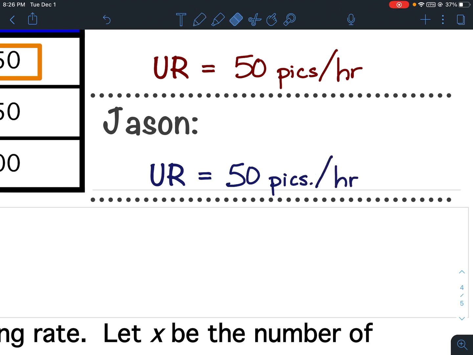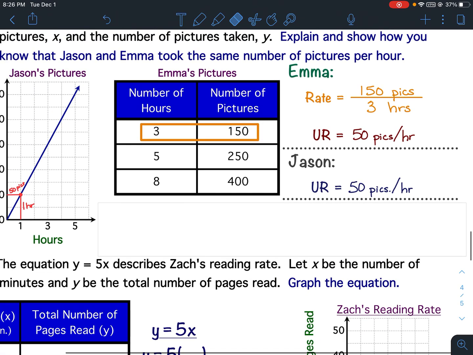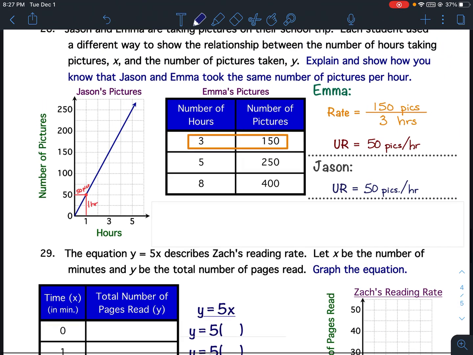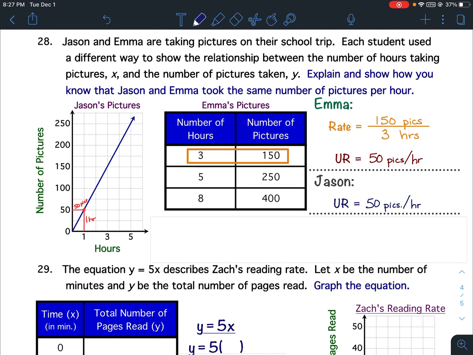Did we get the same number? Yes. 150 divided by 3 is 50. You could have done 250 divided by 5, which would be 50. 400 divided by 8 would be 50. We actually could have used a lot of different points here, like 150 and 3. But in the end, both Emma and Jason have a unit rate of 50 pictures per hour.